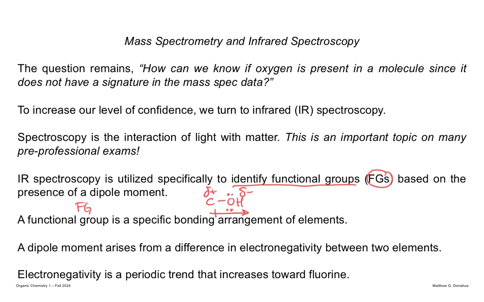So the bond dipole moment arises from the difference in electronegativity between the two elements. And when you have molecules with a lot of different functional groups, that's what makes the spectra a little bit complicated to interpret. And so remember that in our periodic table, electronegativity increases towards fluorine, across the period, and then up the group. So that's a way to remember how you assign this delta plus, delta minus.